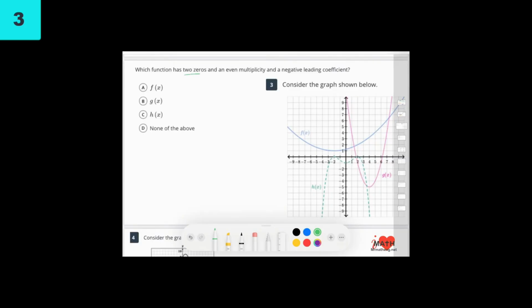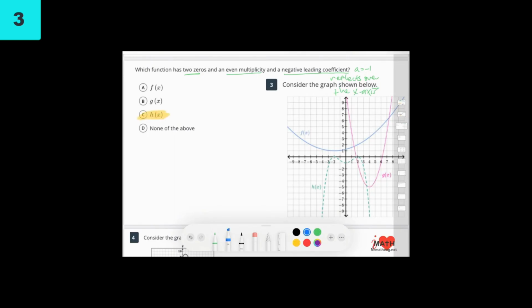Which one has 2 zeros and an even multiplicity and a leading coefficient? Okay, leading coefficient basically says when the a value is negative, and what that does is it reflects it over the x-axis. Which one is kind of turned upside down, basically. And the only one that has that is h of x.